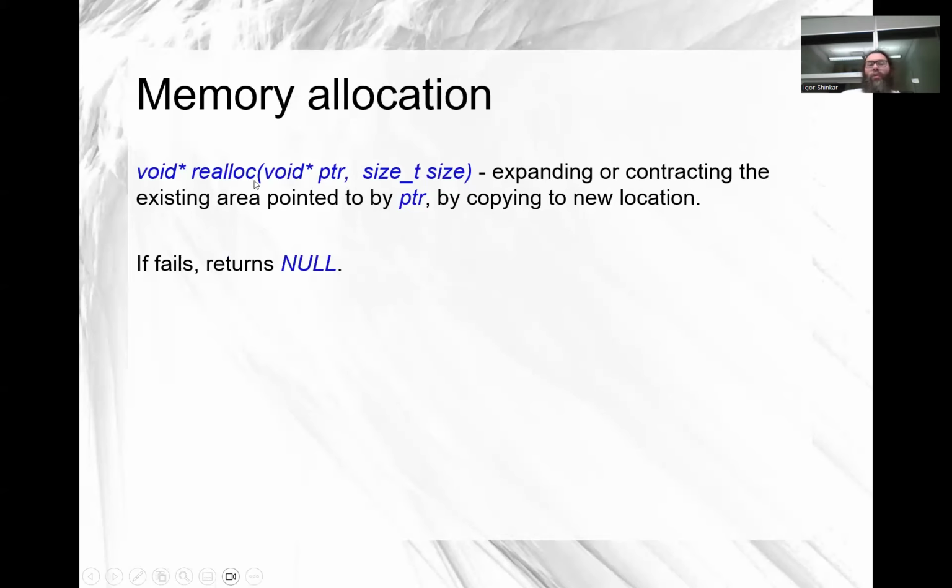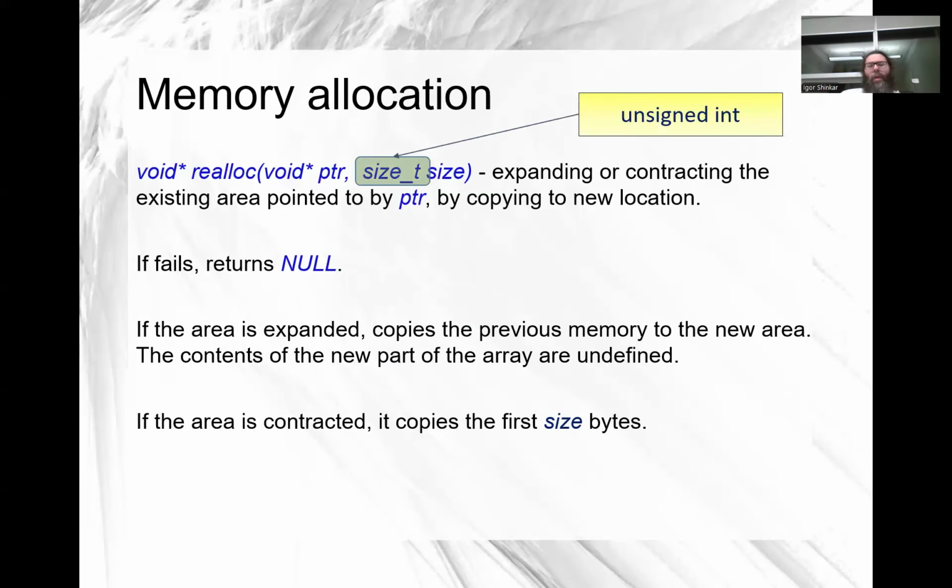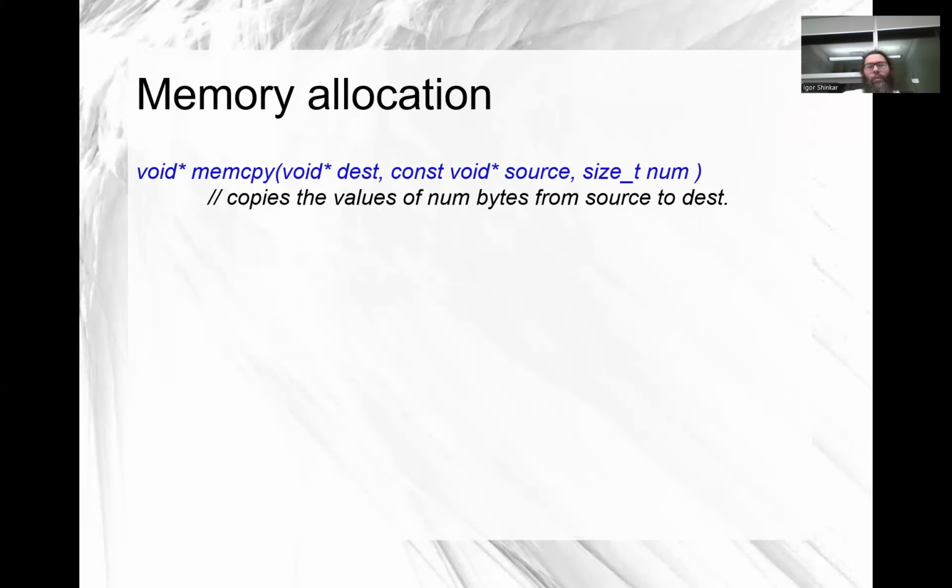Right. So if things go wrong, like you're out of memory, it will return null. So if the array is expanded, namely this size is greater than what we had before, we copy the previous memory to the new area, in the first this many positions, and the rest are undefined. And if it's contracted, it copies only the first size many bytes. Okay. And yeah, size_t, for us, is basically unsigned int. Okay, it's just a positive integer.